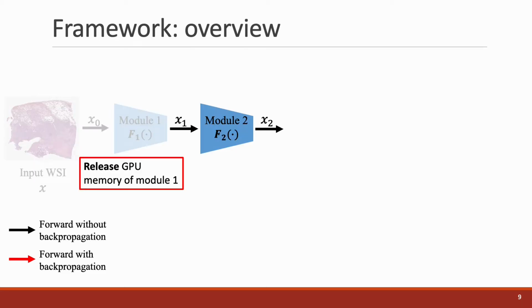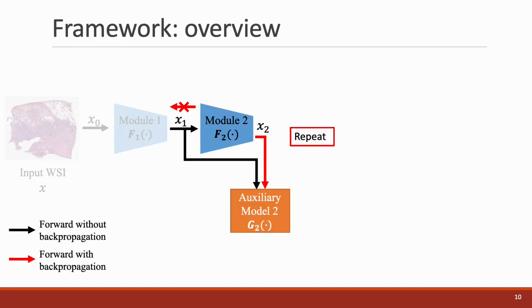After that, we release the GPU memory occupied by the computational graph of module 1. The output of module 1 becomes the input of module 2. From now on, there will be no more updates of the gradients of module 1. We will repeat this approach for all the other modules except the last module.